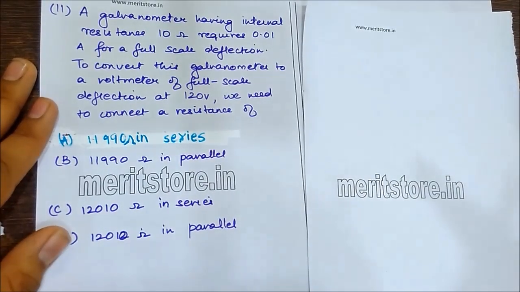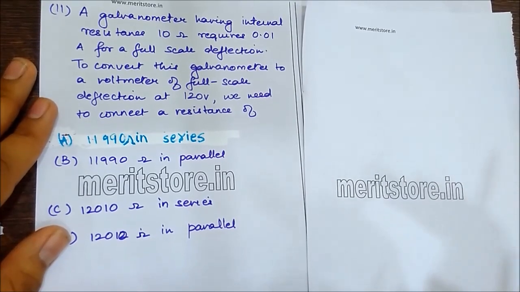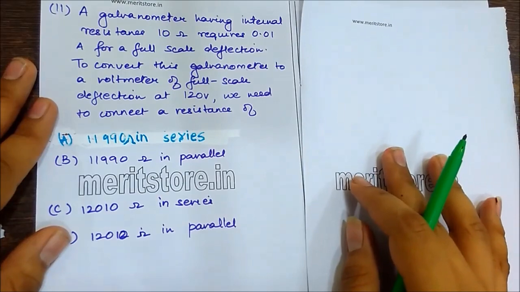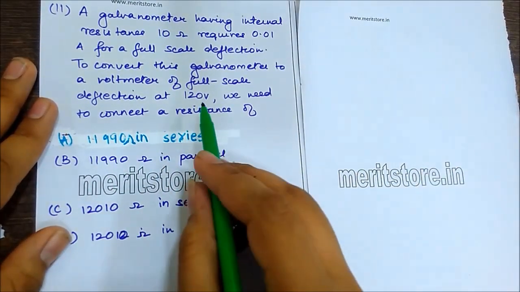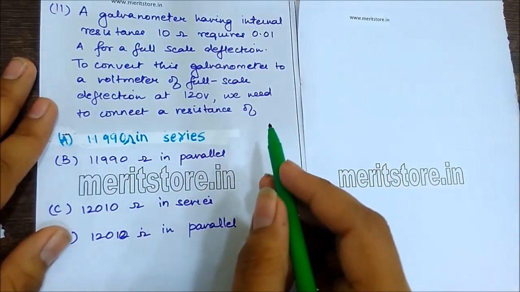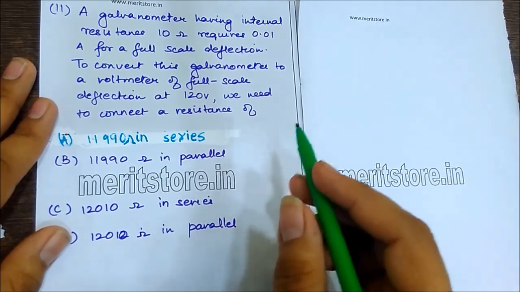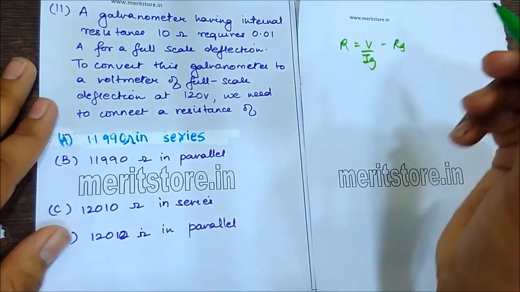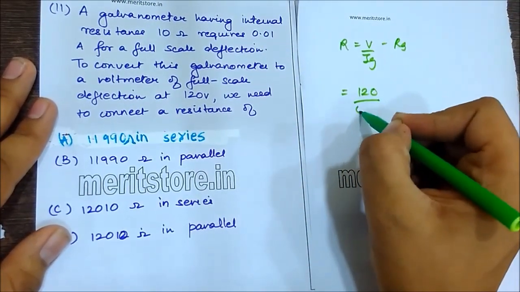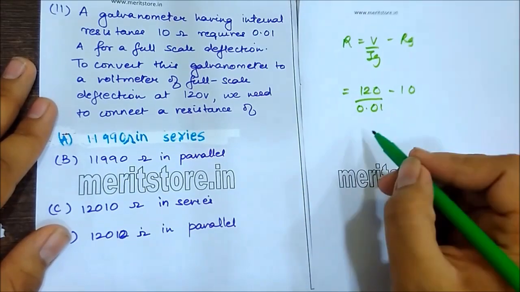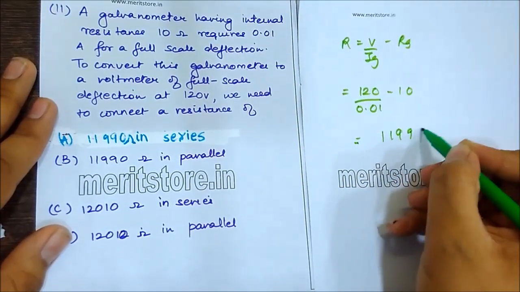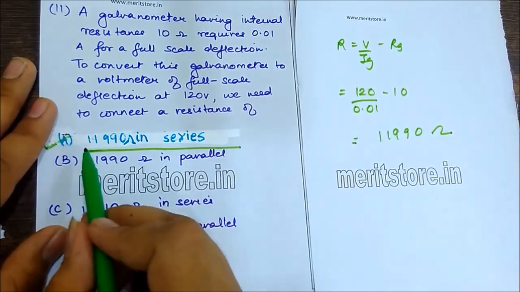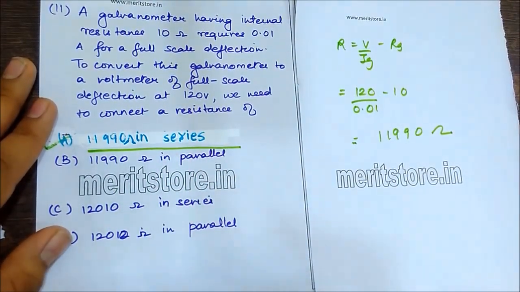11. A galvanometer having internal resistance 10 ohm requires 0.01 ampere for full scale deflection. To convert this galvanometer to a voltmeter of full scale deflection of 120 volt, we need to connect a resistance of. Now to solve this question, we know R is equal to V upon Ig minus Rg, which is equal to 120 upon 0.01 minus 10, which is nothing but 11990 ohms in series. So option A, 11990 ohms in series is the correct answer.